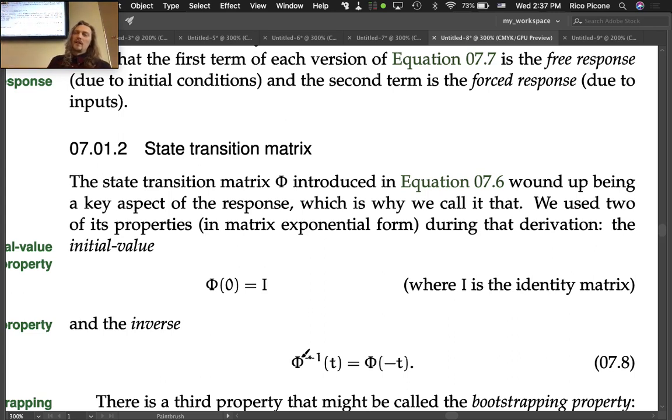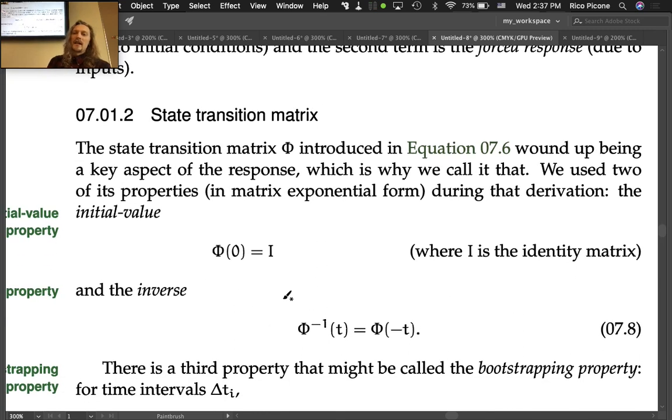And I mean, we can think of it that way at least, right? So we used 2 of its properties in the matrix exponential form during that derivation. The initial value, which is to say that phi of 0 is equal to the identity matrix. I said, oh, if you take the matrix exponential of 0, you get the identity matrix. You can go back to the series definition and see that pretty easily. That one's pretty easy to see.